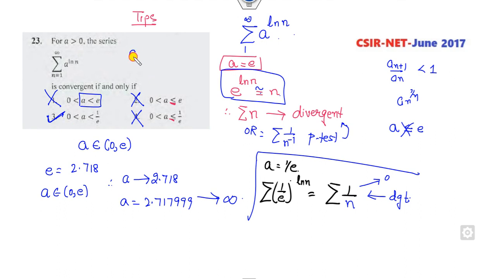How? You can see this is the open interval of 0 comma 1 by e, and this limit will go to 0, but the series is divergent even though the limit goes to 0. So when you take any number in this open interval, the limit will go to 0, and we all know a series will be convergent if its nth term goes to 0. So this is the right answer of the problem.